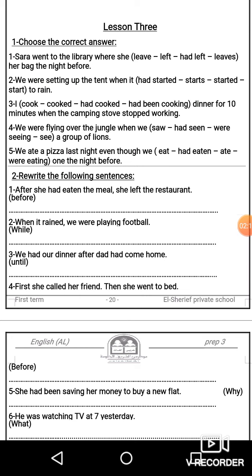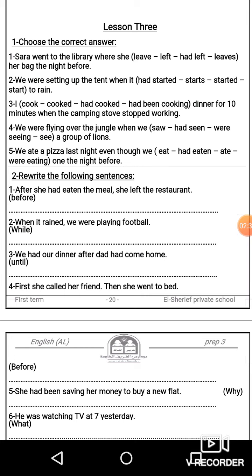Number 2. When it rained, we were playing football. Use while, and we will start with while. So, while we were playing football, it rained.